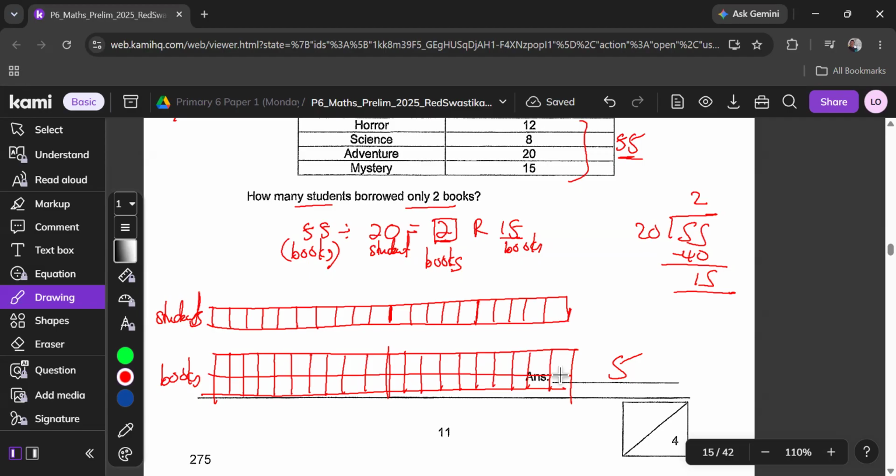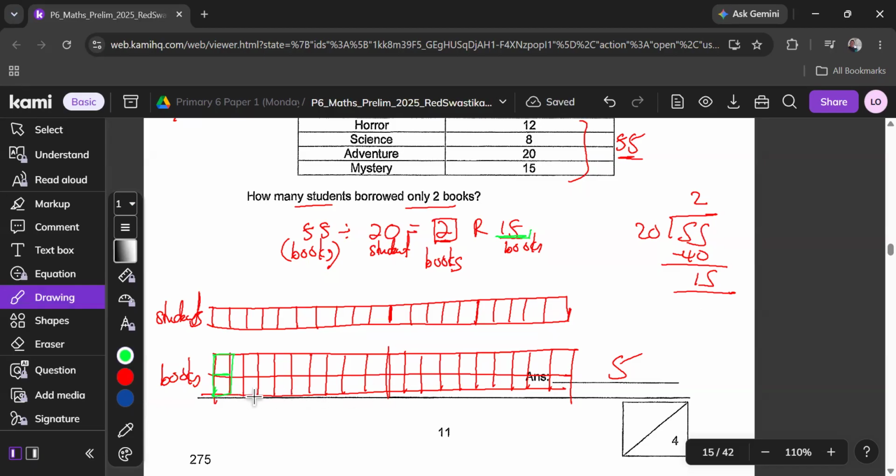Okay, can you see what I'm doing? The model on top is how many students? Everybody read at least two books. Am I correct? Everybody read at least two books, right? So what's the remainder? There's a remainder of 15 books. So you're going to put the 15 books where?